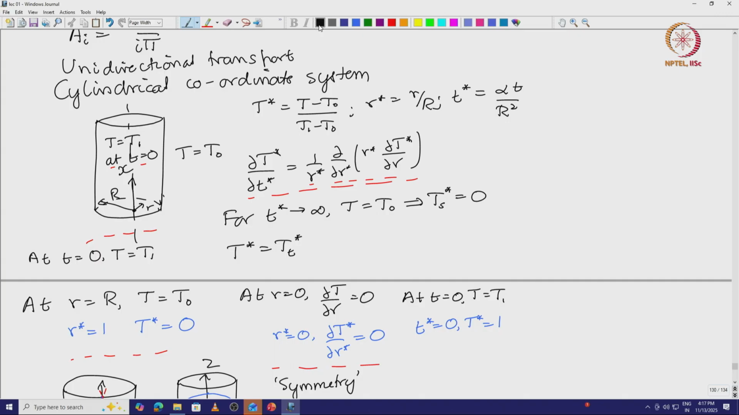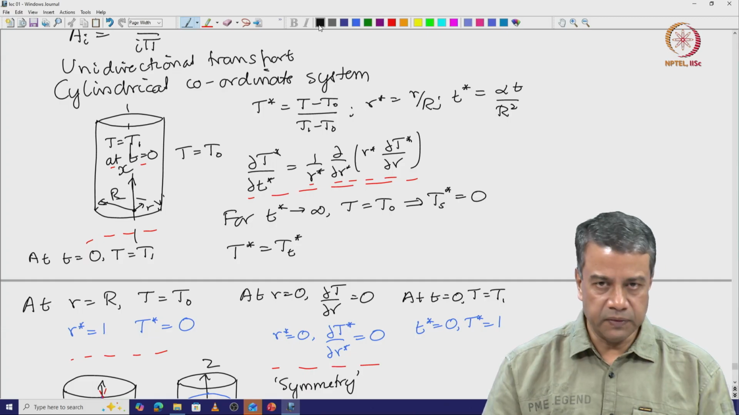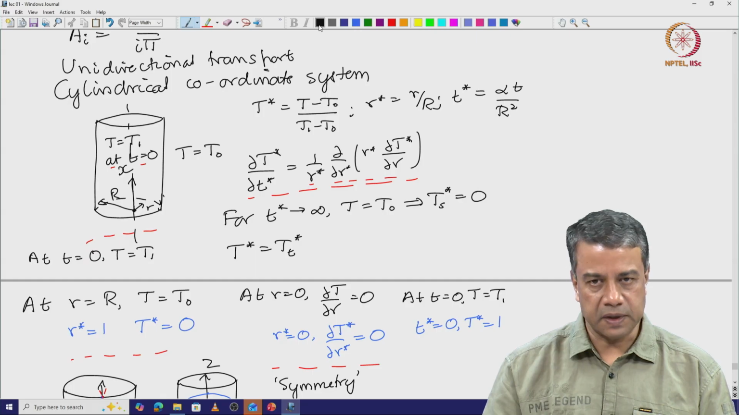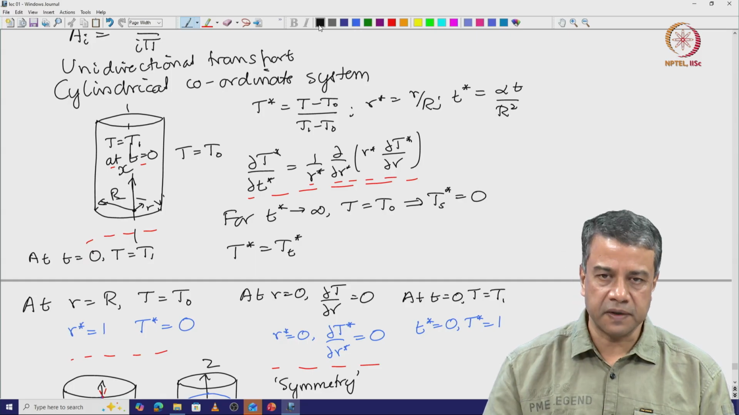In this particular case, in the long time limit as t goes to infinity, you would expect a steady solution for a cylinder in a medium with temperature T0. That steady solution is just that the temperature is T0 everywhere within the cylinder. So, that is the final steady solution.